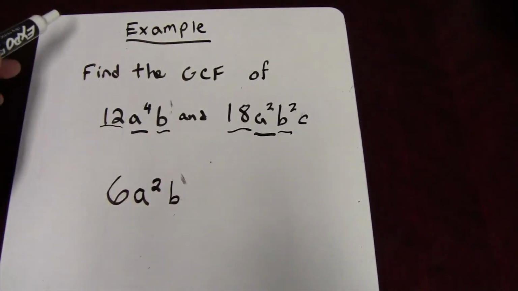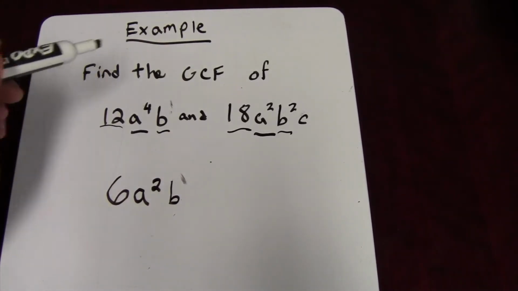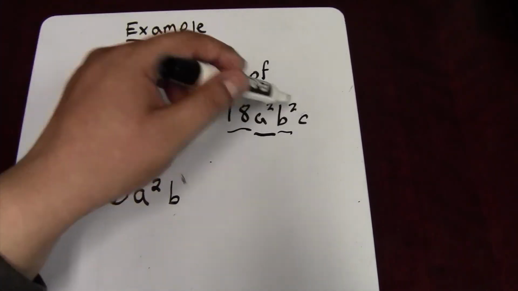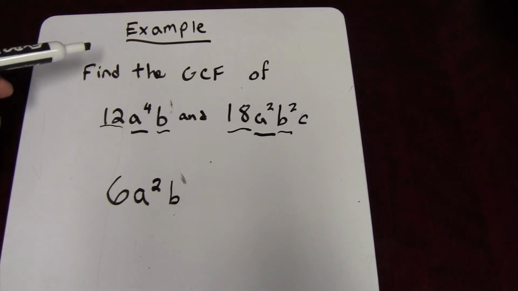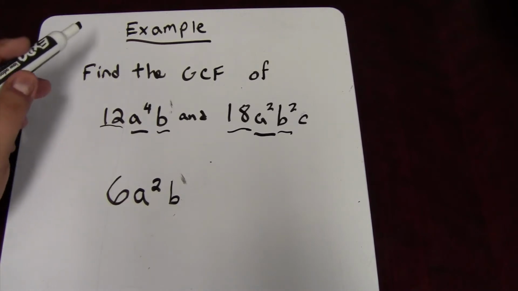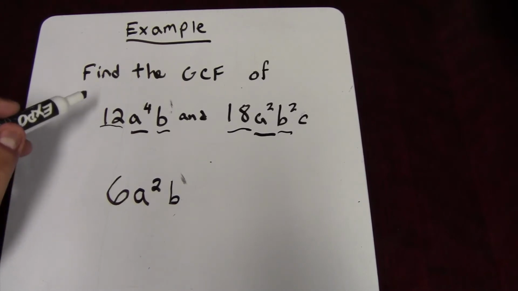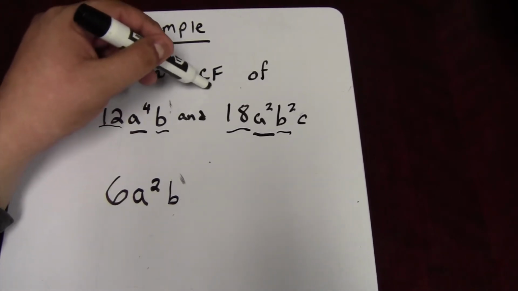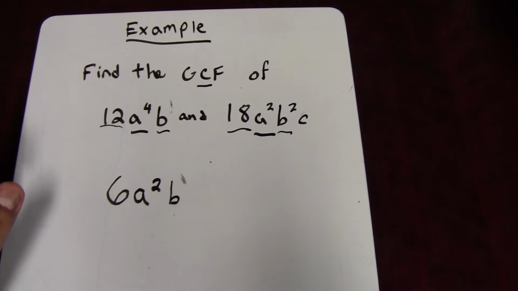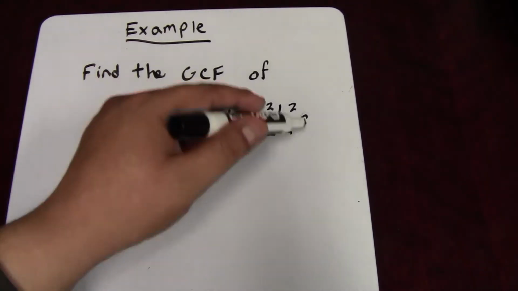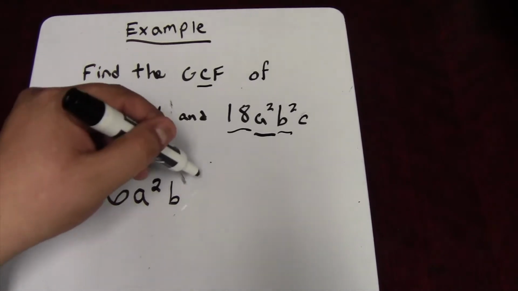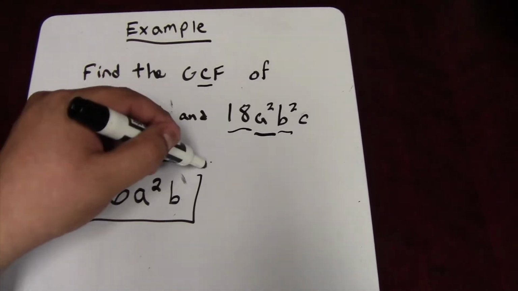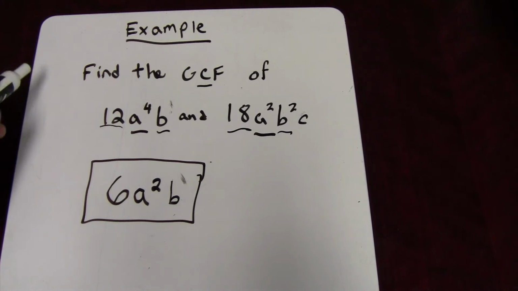Finally, we have a c. Now we don't need to concern ourselves with the c because the c is not common between the two. So we don't see a c here, and because of that, we don't need to consider it as part of the solution here of the GCF. Because the key letter here is c, which stands for common, and c is not common between both of these two here. So this would be the greatest common factor out of these two terms.